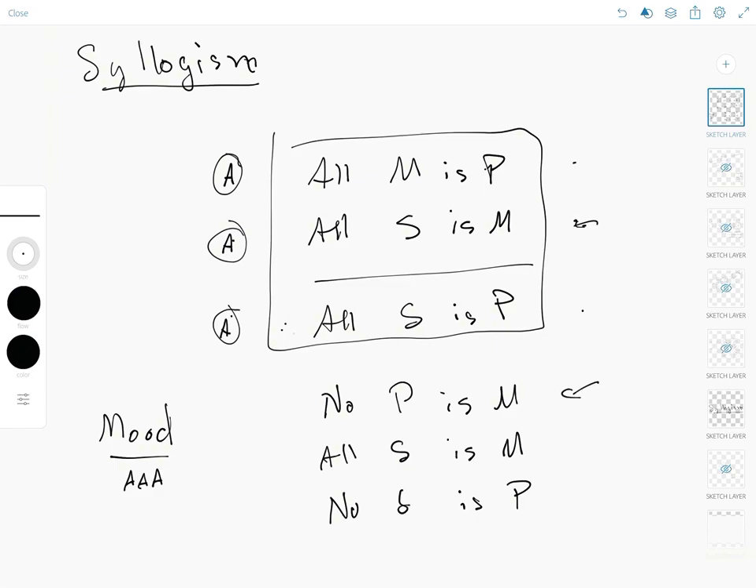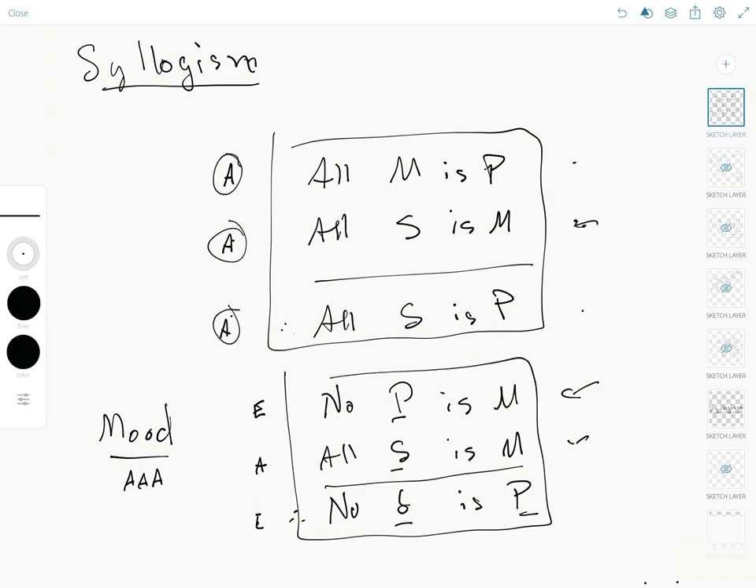Okay, so major premise has P in it. Minor premise has S in it. The conclusion always has the minor and major, so we're set, right? Major premise, minor premise, conclusion in the right order for standard form. So let's go ahead and just make this obvious. There we go. Now, what is the type of categorical proposition of the major premise? No P is M is an E. All S is M is an A, universal affirmative, and no S is P is an E. So the mood of this particular structure is EAE. So there's another mood, EAE.